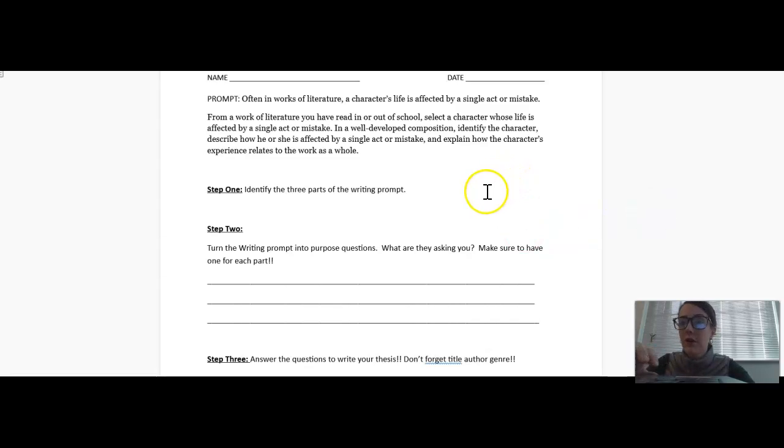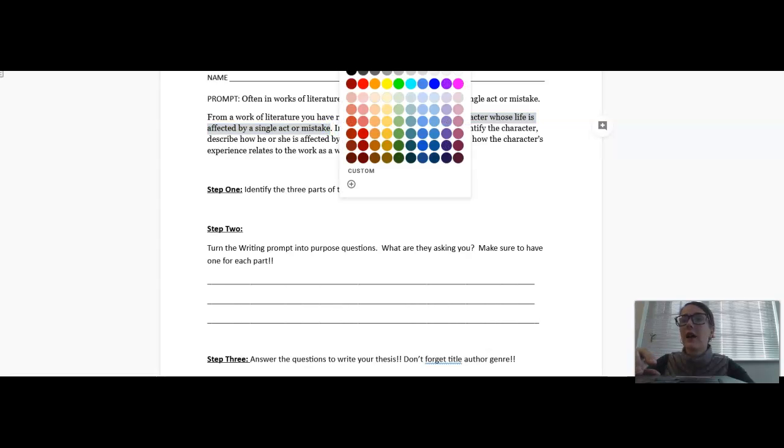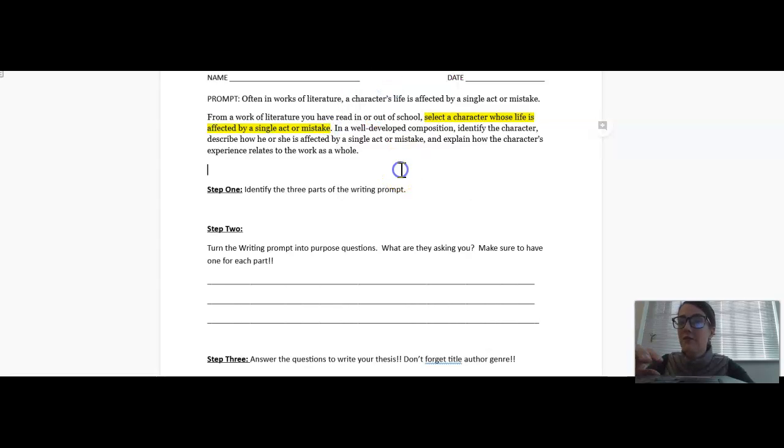Okay, so the 3 parts here, and again, I'm going to highlight. So first is select a character whose life is affected by a single act or mistake. I'm going to highlight that one in yellow again. And then in a well-developed composition, identify the character, describe how he or she is affected by the mistake. That's the second part. So I've already identified. Now I'm going to describe how they're affected by the mistake and explain how the character's experience relates to the work as a whole.